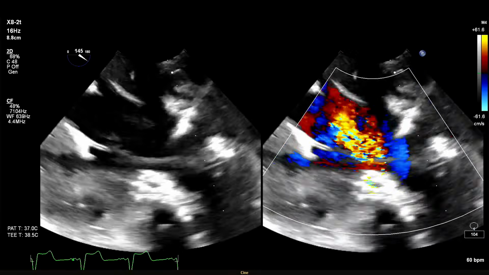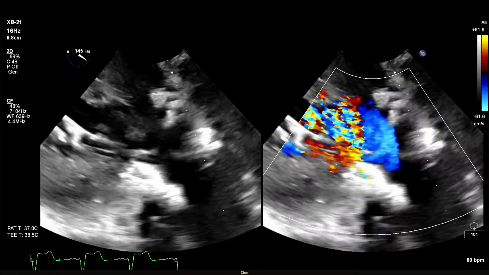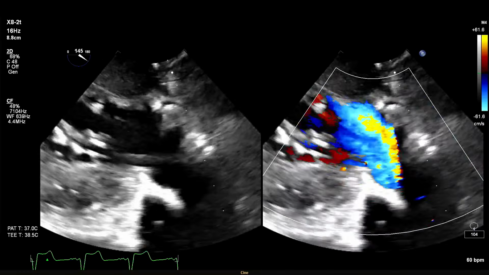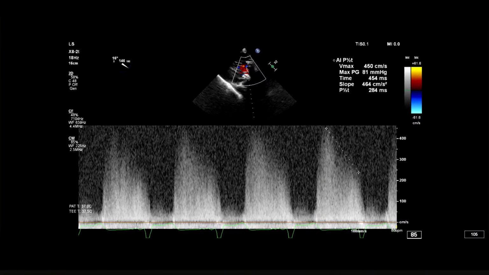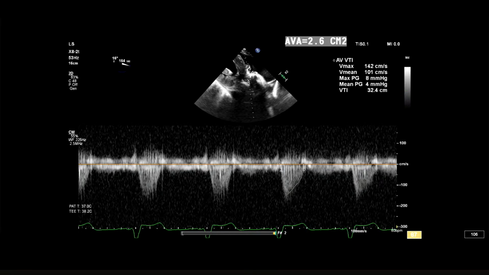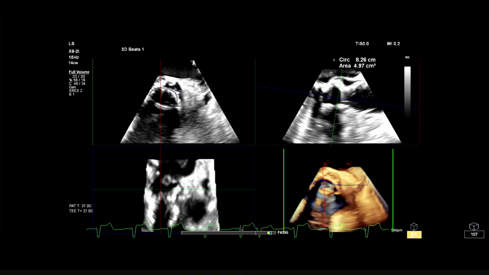And this is a deep gastric view. Again, you can see significant PVL, and you can see the PVL is coming exactly where the calcium is. We measure the pressure half time, which comes to 284; below 250 is severe. So we can call it moderate to severe, but by color it looks severe. And as Dr. Sharma said, there is no problem with the valve. The mean gradient is 4, peak gradient of 8, and the valve area is 2.6. And this is the annulus that we measure by 3D, which comes to 8.26 centimeter perimeter and close to 5 centimeter square of area, almost the same as they got with CT.